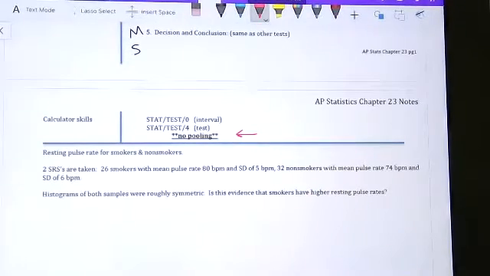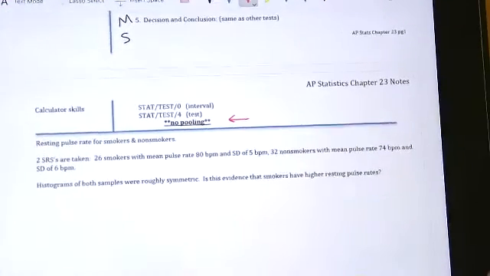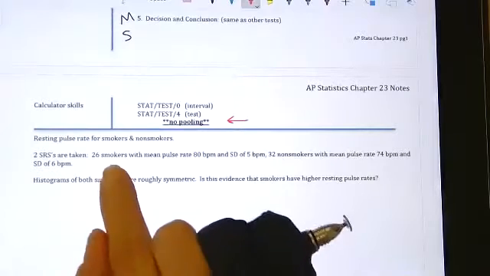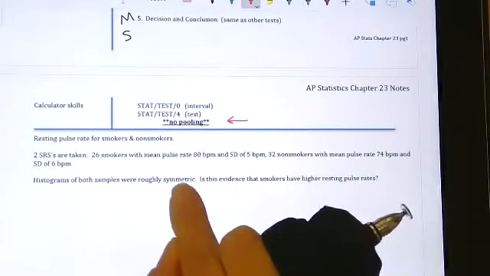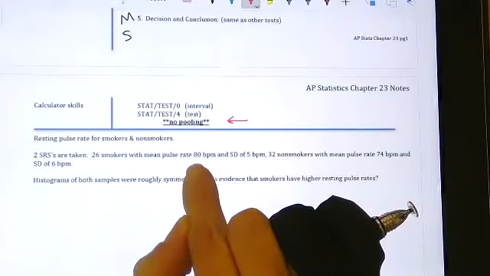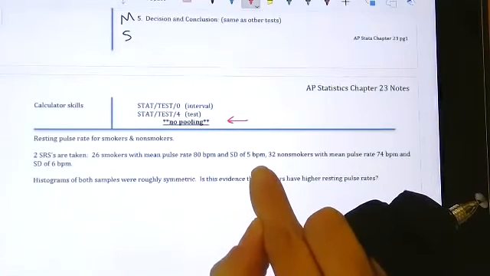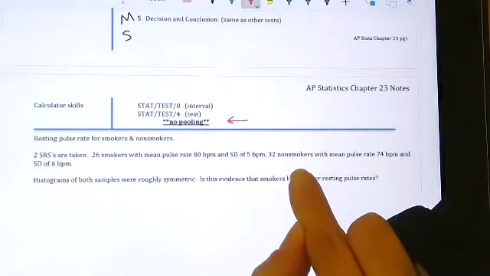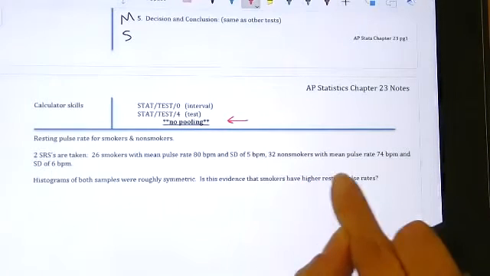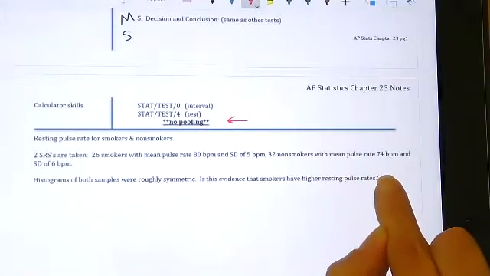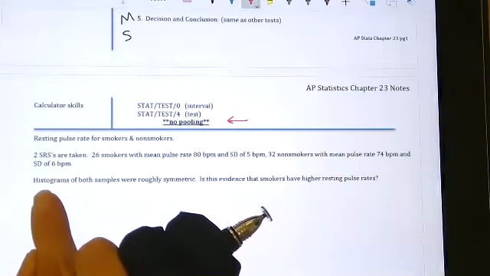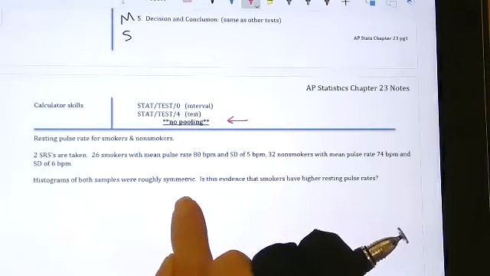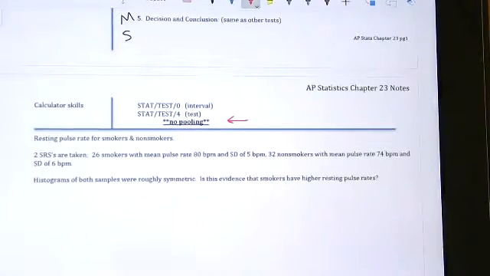Okay, resting pulse rates for smokers and non-smokers. Two simple random samples are taken. The first random sample is 26 smokers. They had a mean pulse rate of 80 beats per minute and a standard deviation of 5 beats per minute. A random sample of 32 non-smokers was taken. They had a mean pulse rate of 74 beats per minute and a standard deviation of 6 beats per minute. Okay? Histograms of both samples were roughly symmetric. Is this evidence that smokers have higher resting pulse rates?